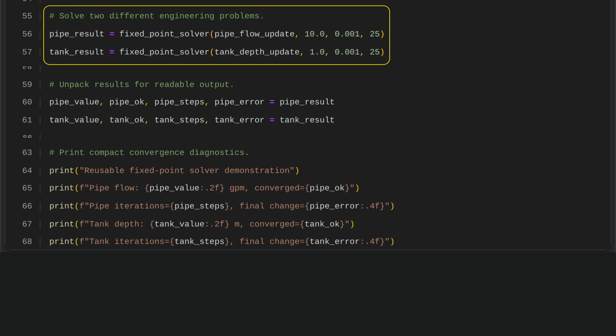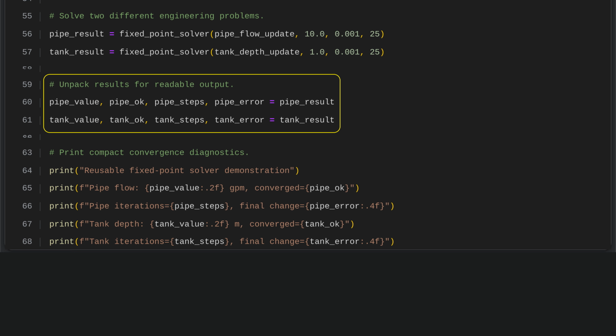First, it finds the pipe flow rate needed to reach a target pressure drop, starting from an initial guess of 10. Then it estimates tank depth from volume and area, starting from an initial guess of 1. In both cases, the solver reports the final estimate, whether it converged, how many iterations it used, and the final error.